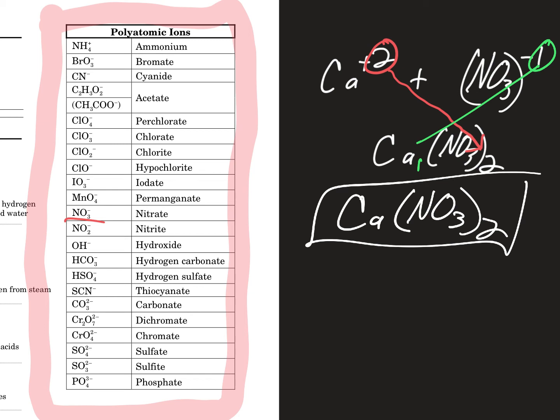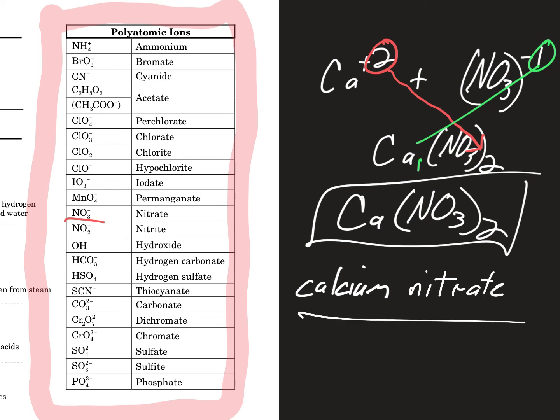Now writing the name for it is even easier because we're going to take calcium just like it appears on the periodic table. And after we have calcium, it's not a transition metal, so we don't need to write anything else. All we're going to do is write nitrate exactly as it appears on the sheet, except in lowercase. So N-I-T-R-A-T-E, calcium nitrate. And now we have both of that done.